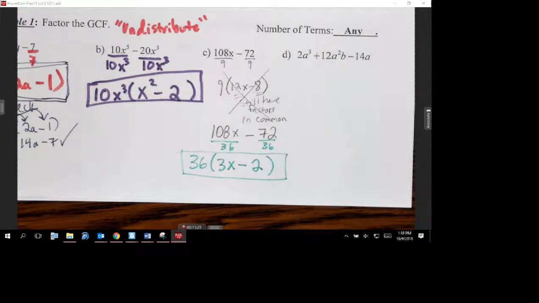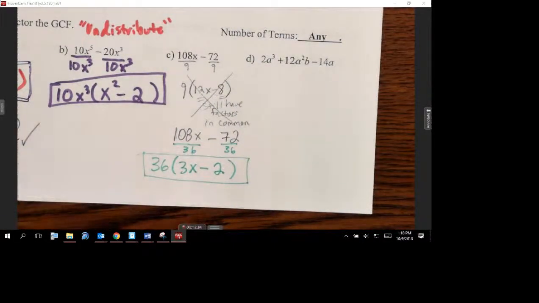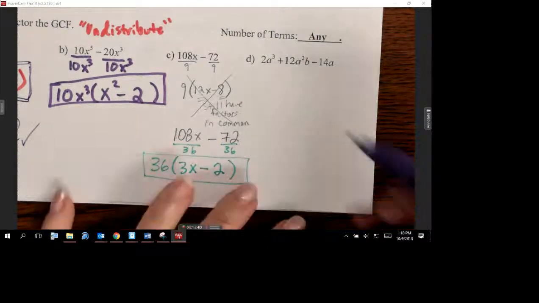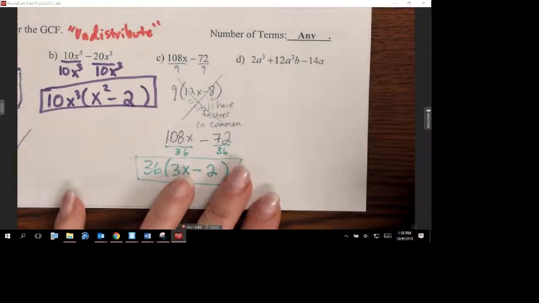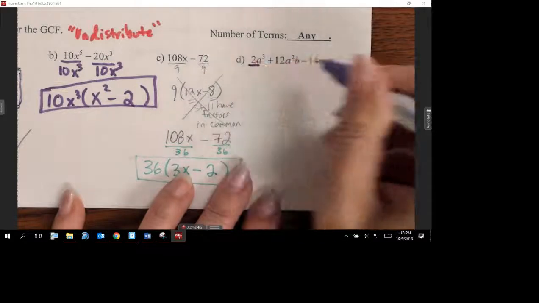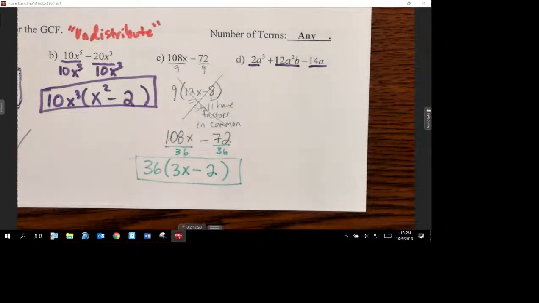If you need to use your calculator to start dividing this stuff faster, you can. All right, D. Let's underline all of our terms. How many are there? They're separated by plus or minus sign. 1, 2, and 3. And then we look at each of those terms and we say, what goes into all of those terms? 2 and an A. So 2A.